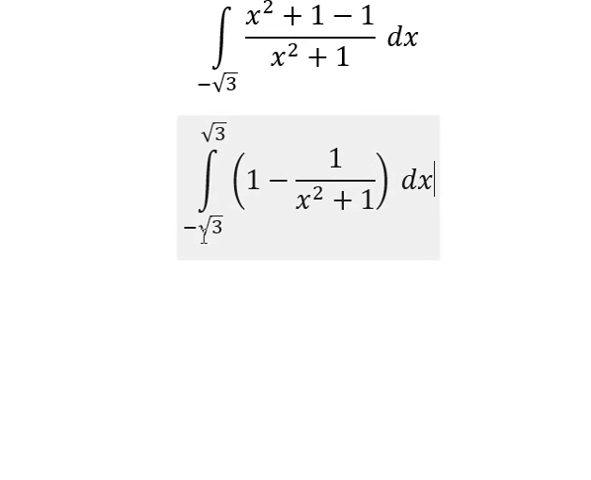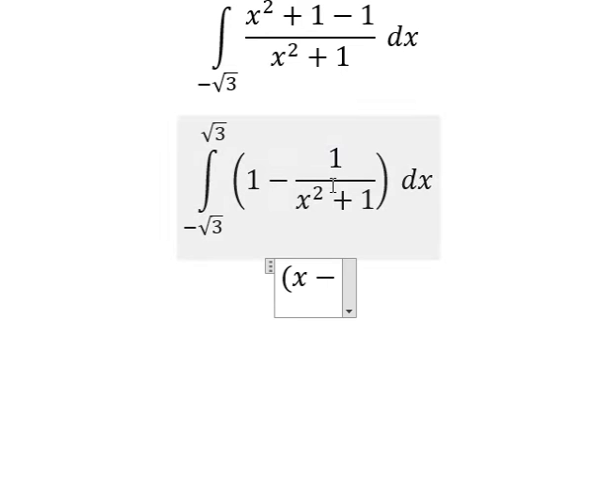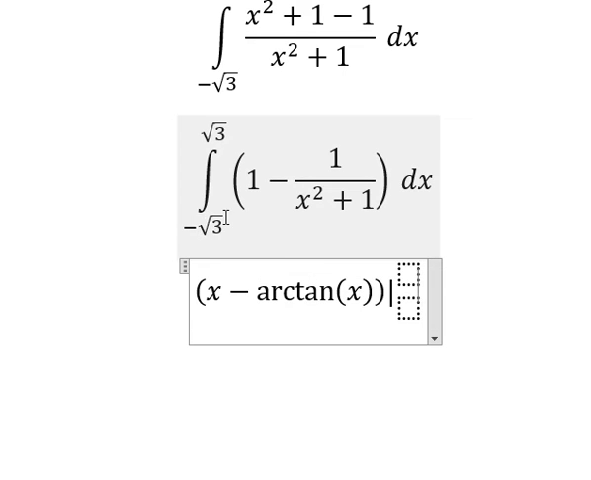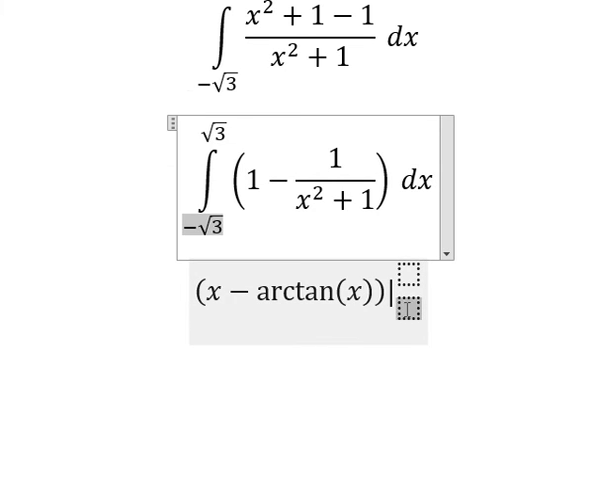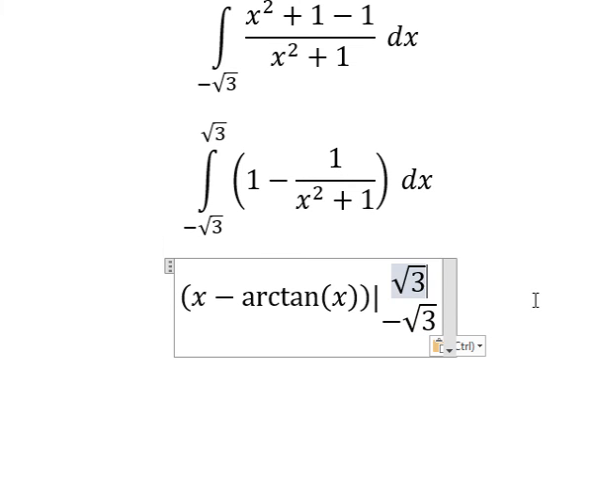The integration of number 1, we have s. The integration of this one, we have tan of s. And we put the bounds from negative square root of 3 to positive square root of 3.